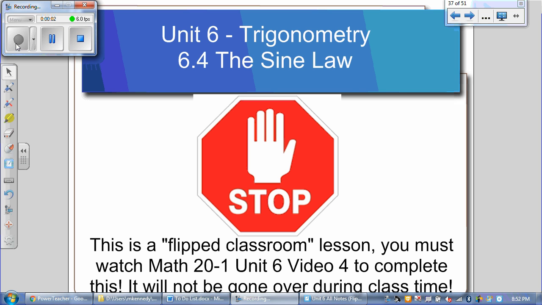Alright, so this is 6.4 from Math 20-1. Trigonometry, it's called the Sine Law. So this takes a little bit of a turn in what we used to be doing for trigonometry. We're going back to some basic triangles and solving them like we used to in Math 10C.